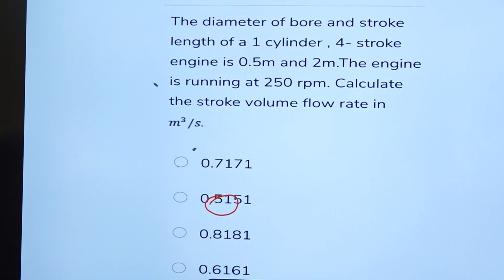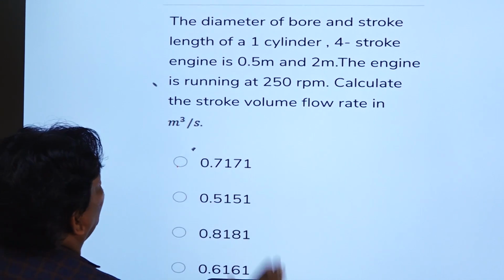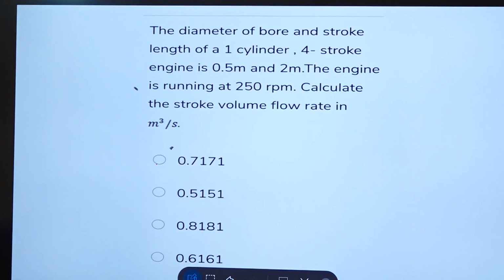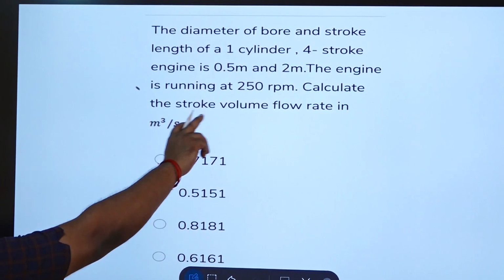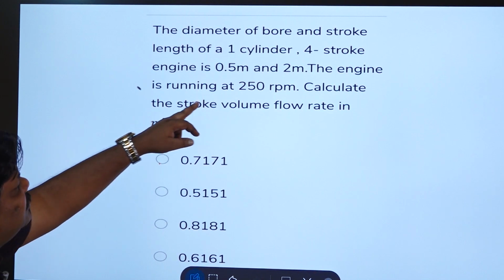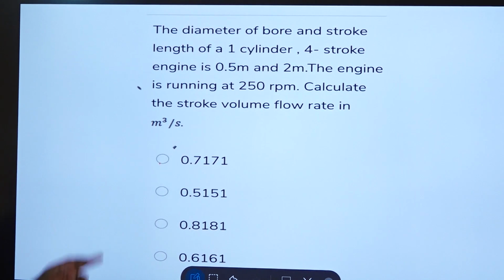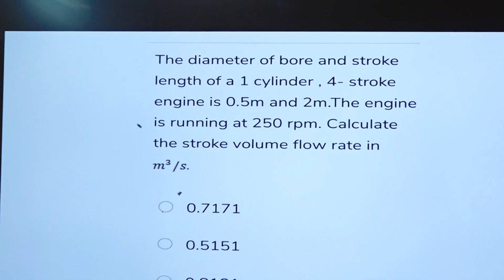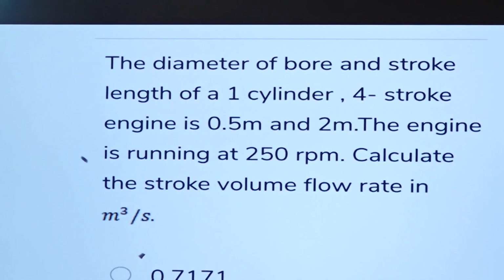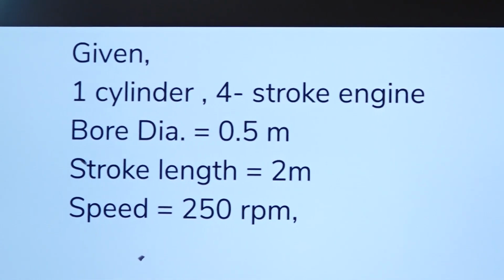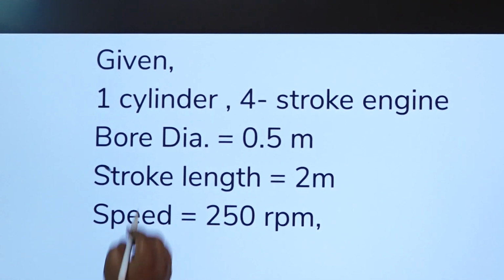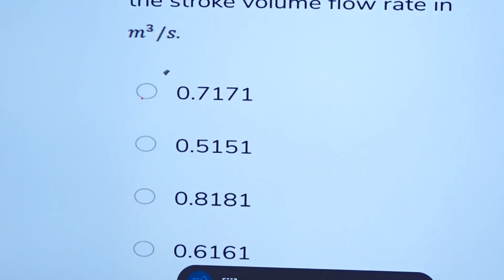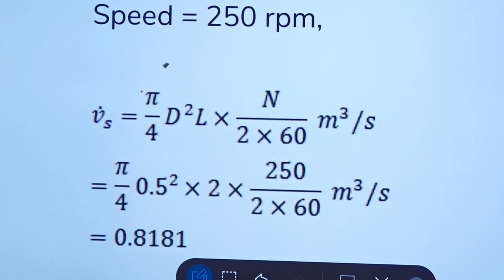The next one: the bore diameter and stroke length of a single cylinder 4-stroke engine are 0.5 meter and 2 meter. The engine is running at 250 rpm. Calculate the stroke volume flow rate in meter cube per second. Four answer options are given to you.